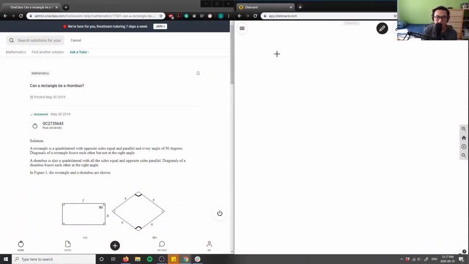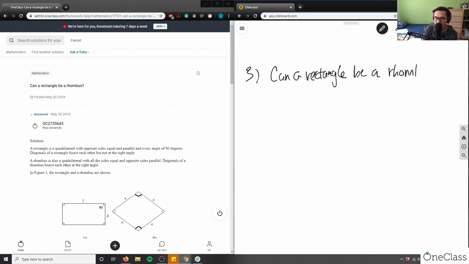So number three is a geometry question. It's asking, can a rectangle be a rhombus? Okay, so take a minute to think about this question, and then we're going to take it up together. So this is number three. Can a rectangle be a rhombus?